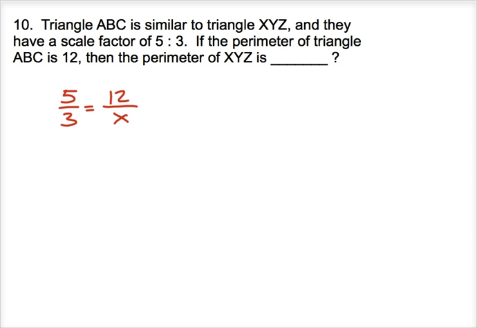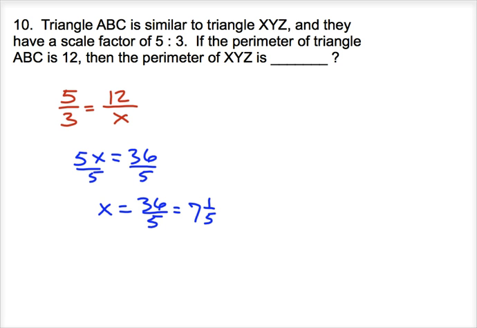And now just cross multiply. So 5 times x is 5x, 3 times 12 is 36, divide each side by 5, and I get that x is 36/5 because it doesn't reduce. Or you could go to a mixed number if you wanted to and get 7 1/5. So the perimeter of XYZ is 7 1/5.